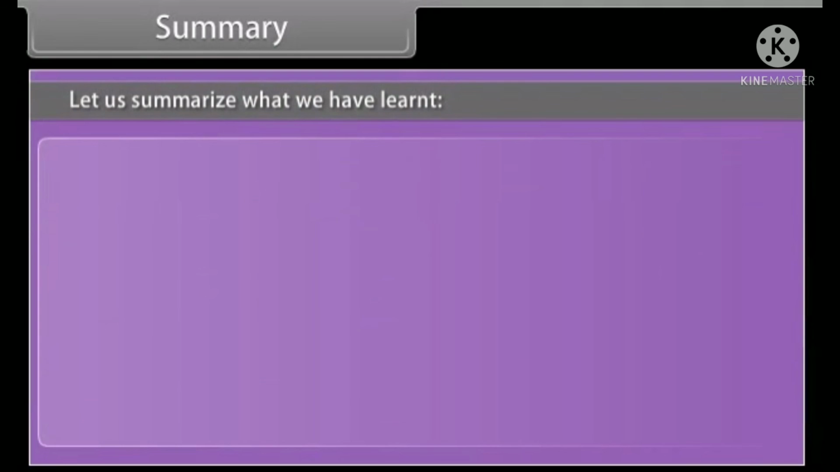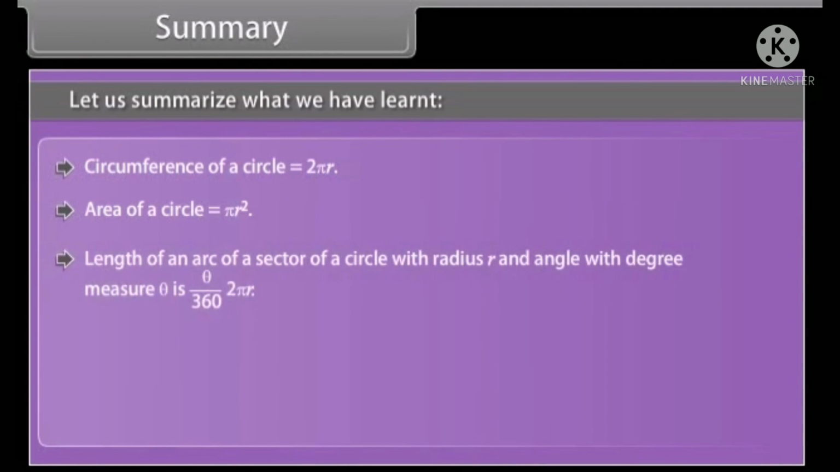Summary. Let us summarize what we have learned. Circumference of a circle is equal to 2 pi r. Area of a circle is equal to pi r square. Length of an arc of a sector of a circle with radius r and angle with degree measure theta is theta upon 360 into 2 pi r.